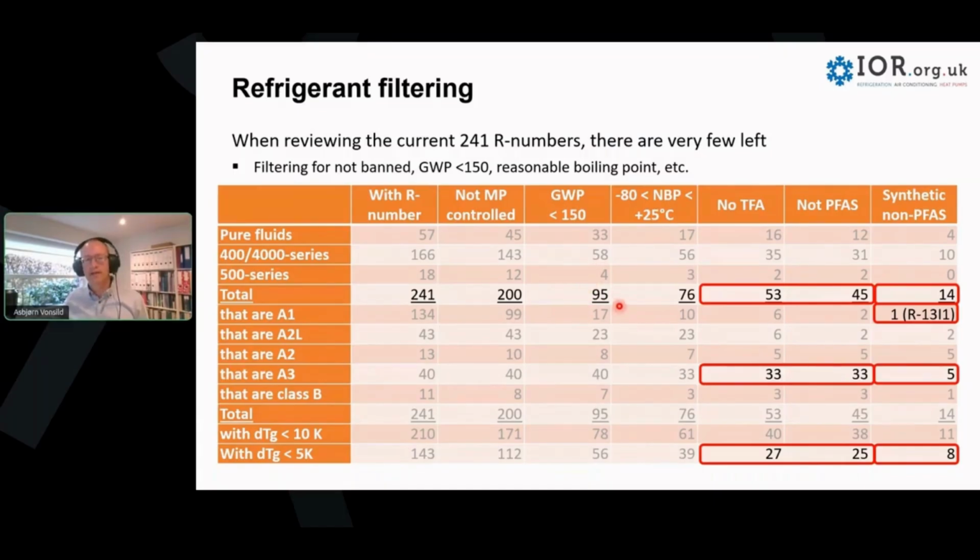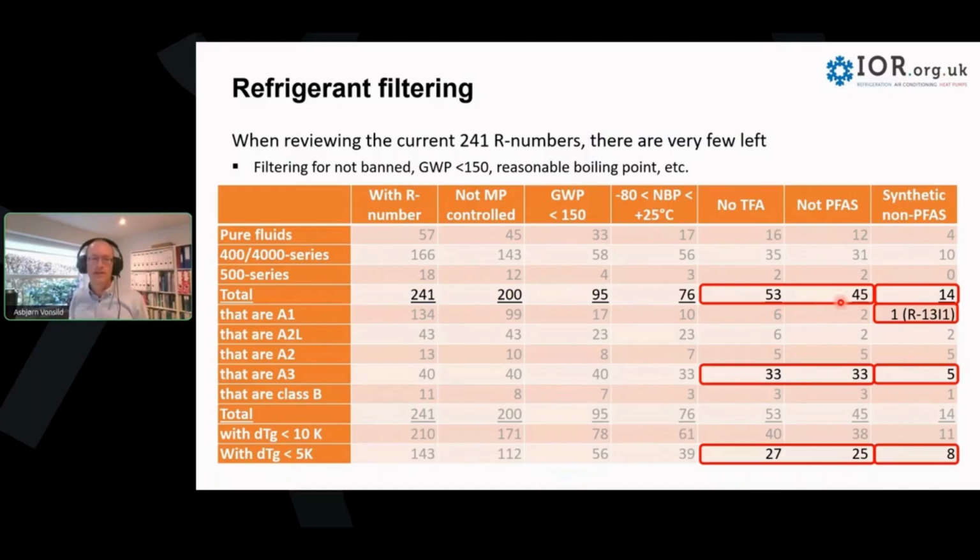Removing the ones where the boiling points are outside what we usually would call useful, then 76 left. Now, if TFA becomes a significant issue from a legislative point of view, we have 53 left. If the legislators, instead of regulating on TFA, goes and regulates on whether it's a PFAS according to the OECD, then we are down to 45.